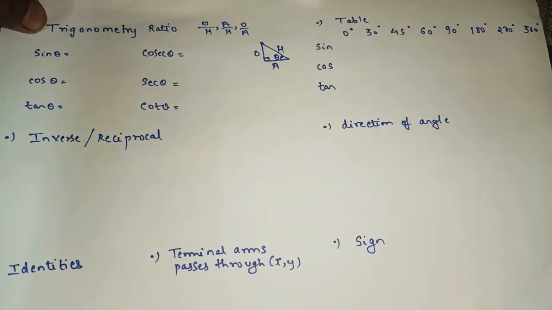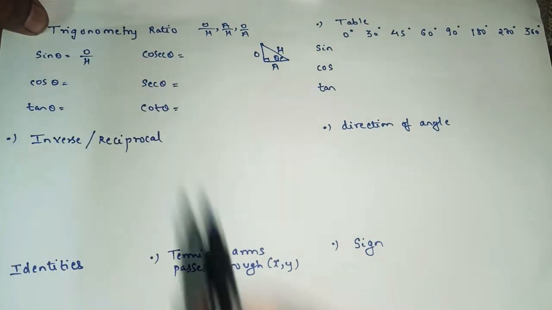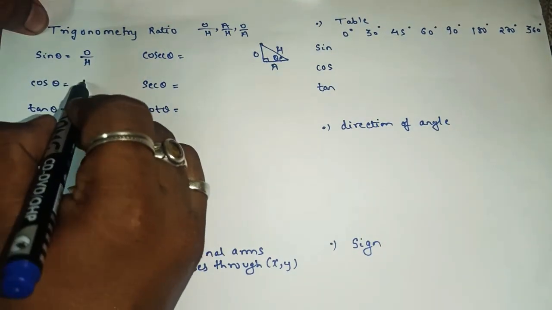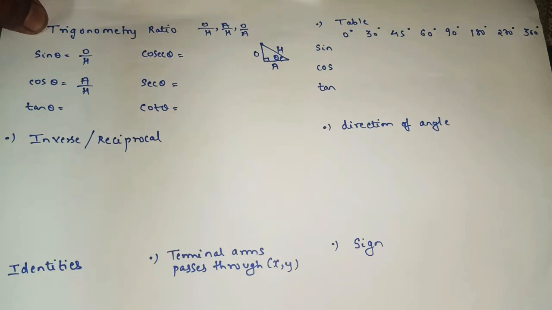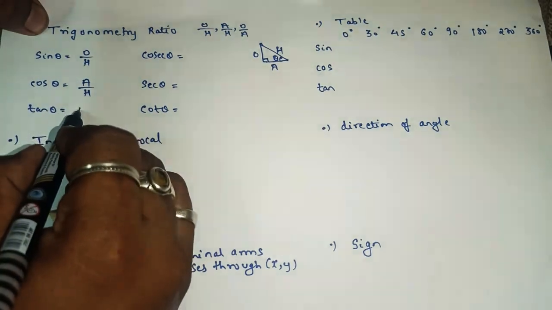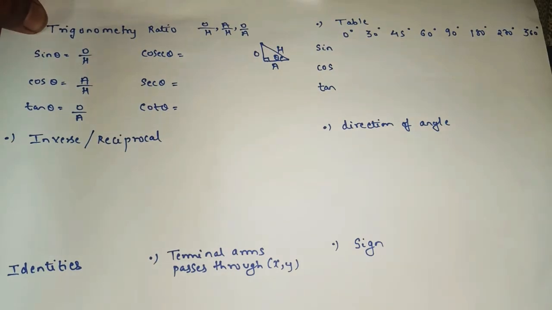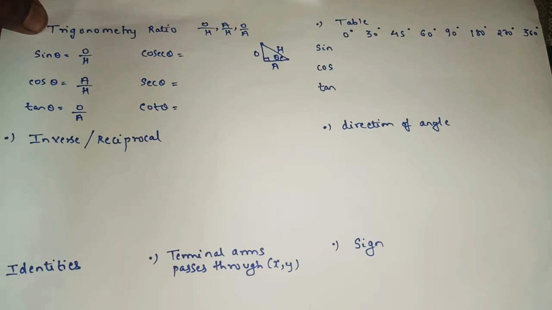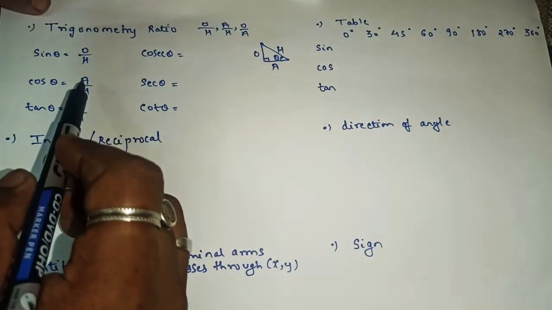So sine theta is equal to O upon H, that means opposite upon hypotenuse. Cos theta is A upon H, that means adjacent upon hypotenuse. And tan theta is opposite upon adjacent. So sin theta is O upon H, cos theta is A upon H, and tan theta is O upon A, where O stands for opposite, H is hypotenuse, and A is adjacent.